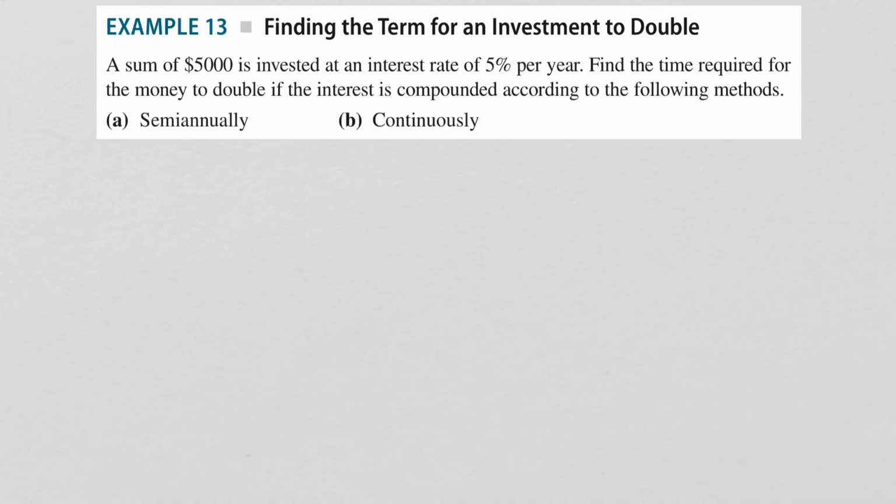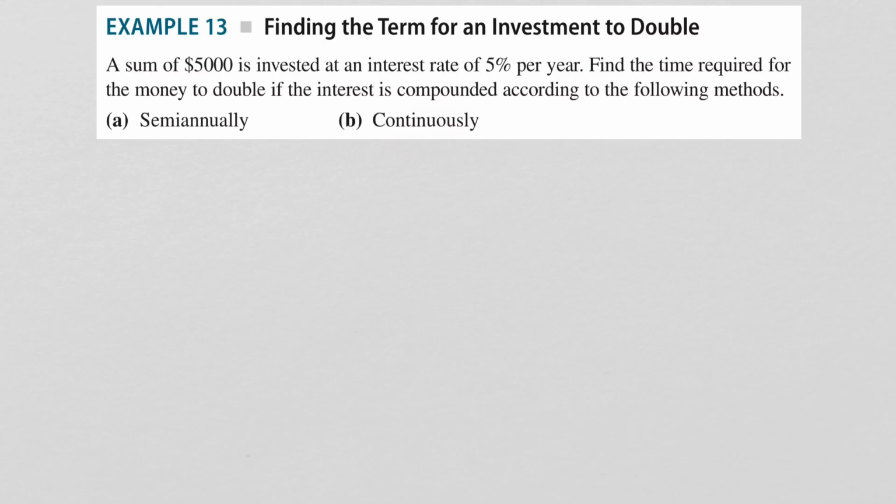In the next example, we want to find the term for an investment to double. So a sum of $5,000 is invested at an interest rate of 5% per year. Find the time required for the money to double if the interest is compounded according to the following: semi-annually for the first part and continuously for the second part.